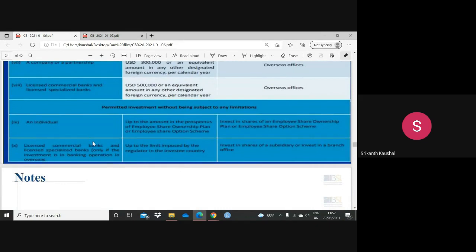Yeah, these two, don't worry about this. These are ESOP, that is employees share option scheme. So you need not worry about that. Just make a note.